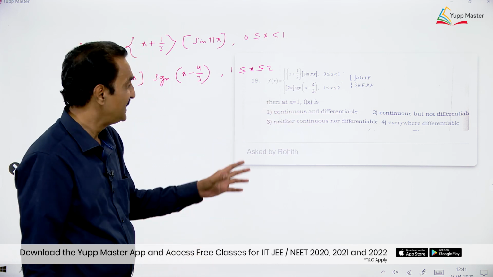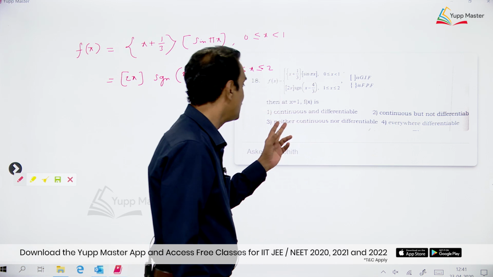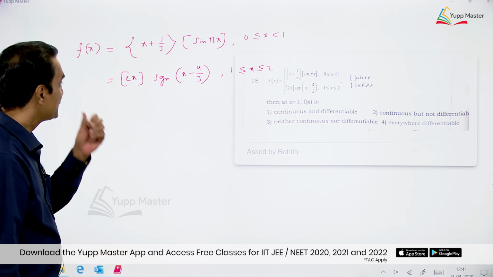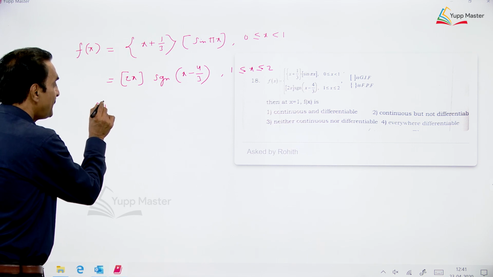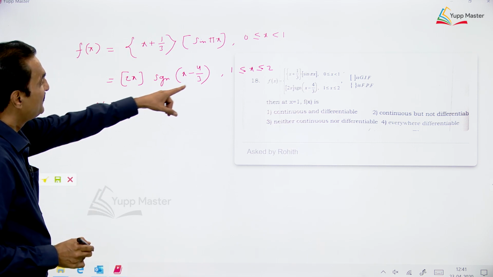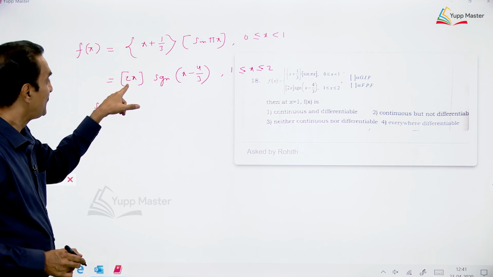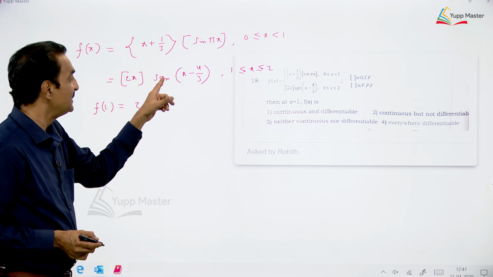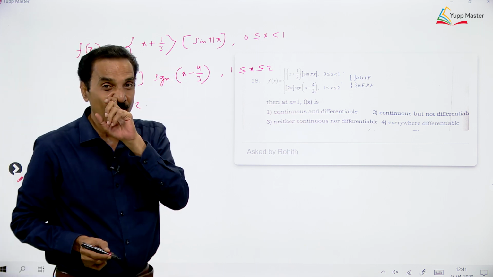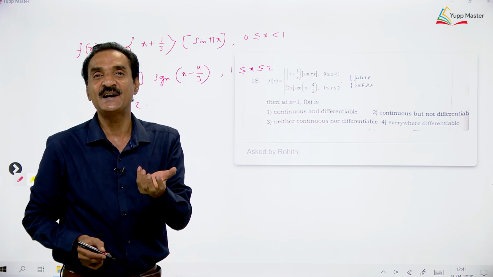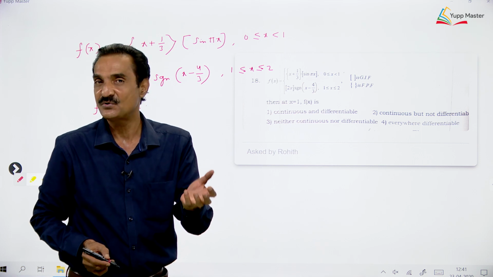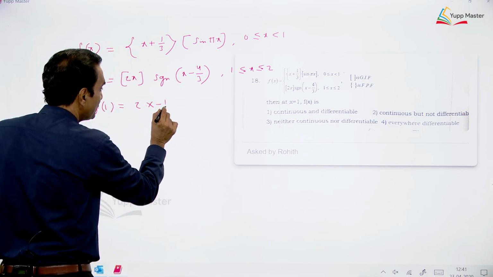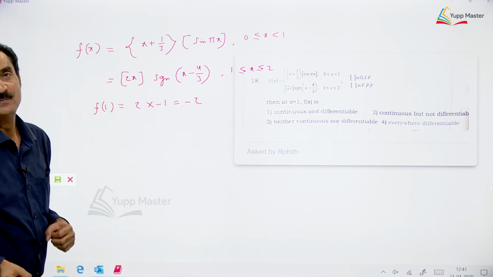At x is equal to 1, f of x is continuous and differentiable, continuous but not differentiable, neither continuous nor differentiable, or everywhere differentiable. Let us check the continuity first. At x is equal to 1, what is the value of f of 1? For f of 1 you have to substitute 1 here. Integral part of 2 into 1 is 2, into signum of 1 minus 4 by 3, which is signum of minus 1 by 3. What is the signum of minus 1 by 3? It is minus 1. When something is negative, its signum value is negative 1. When something is positive, its signum value is plus 1. Signum of 0 is 0. So, this is minus 1. So, f of 1 is minus 2.